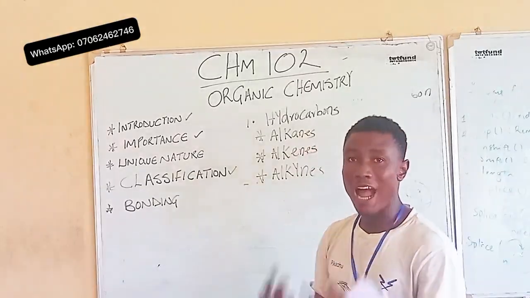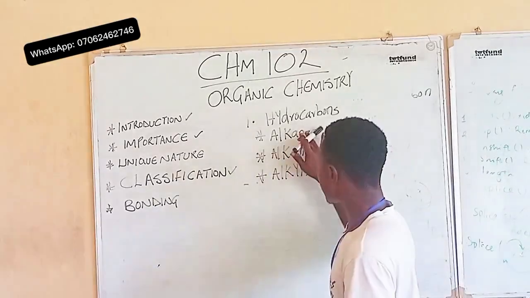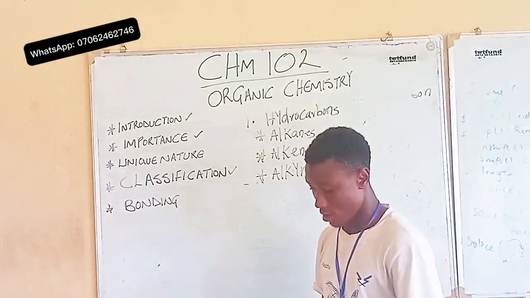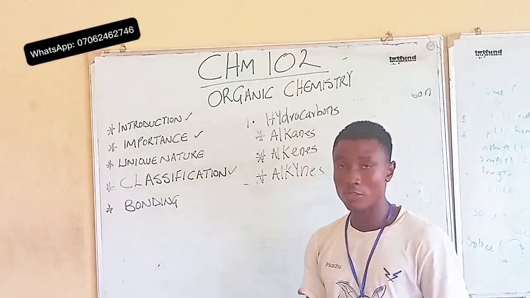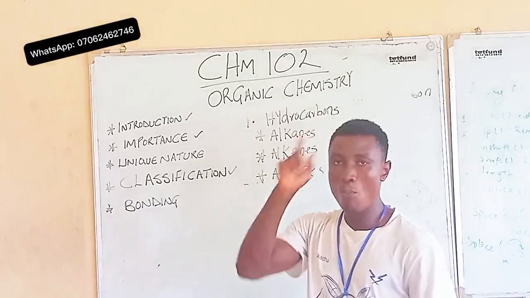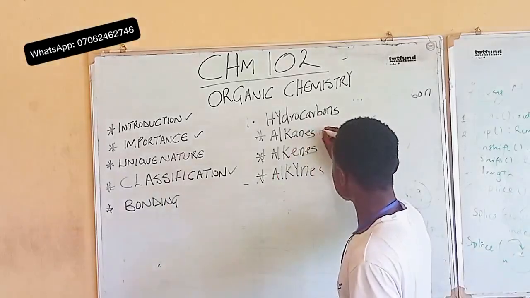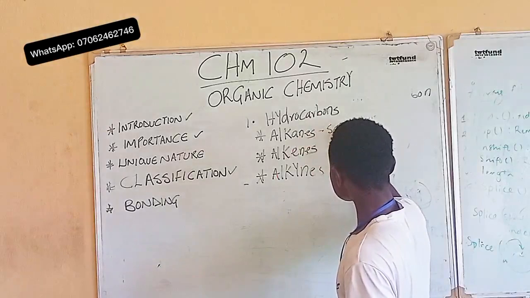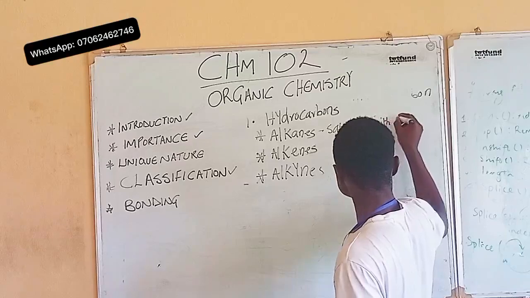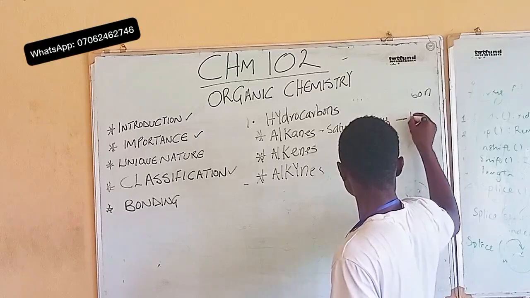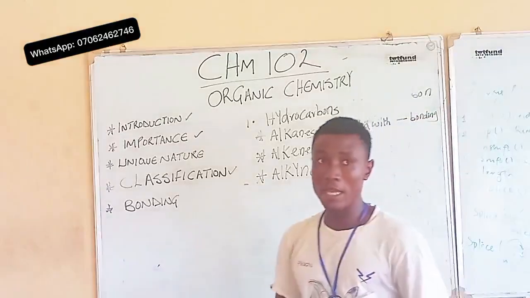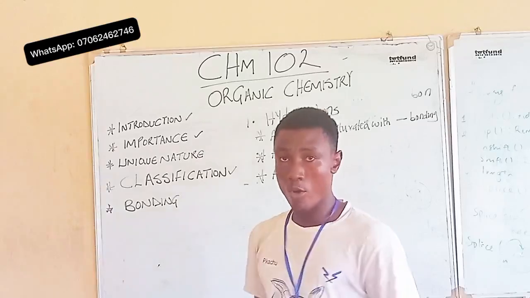So what is an alkane? Alkanes are simply saturated hydrocarbons with single bonding. Saturated with single bonding. That's when we talk about alkanes, therefore a single bond.